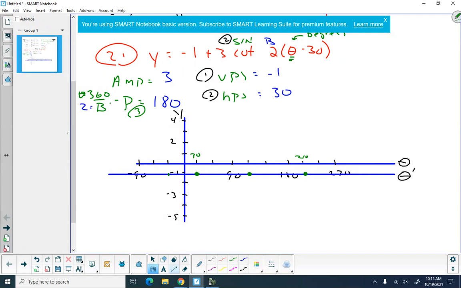Halfway between 30 and 120, we'll be at a peak. Halfway between 120 and 210, we'll be at a valley. We have to take a look at our amplitude. Our amplitude will tell us what we go up to, and that's from the prime axis.